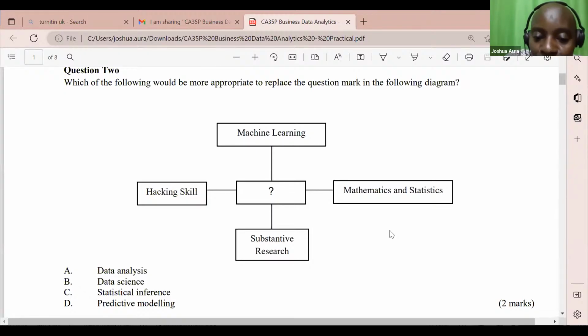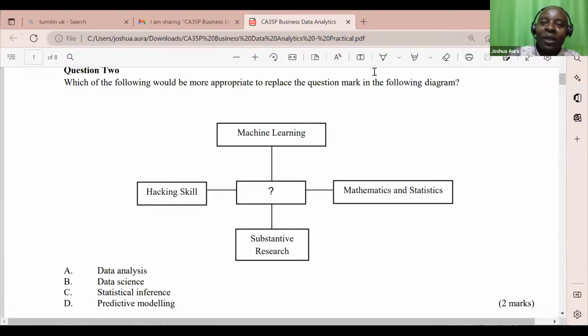So which one would you have chosen? Hey, you guys, or if you did this exam, which one did you choose yourself? A is correct. A is the correct one.